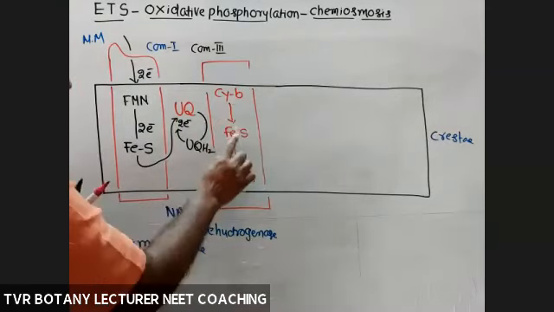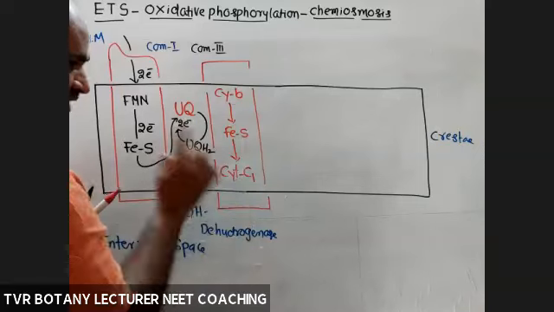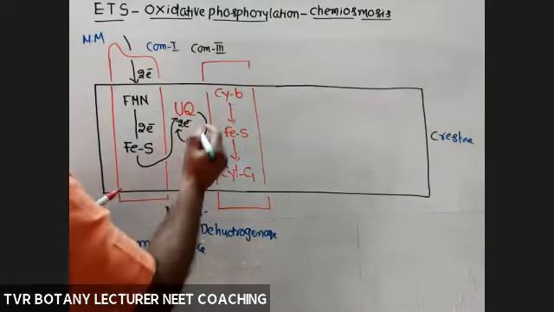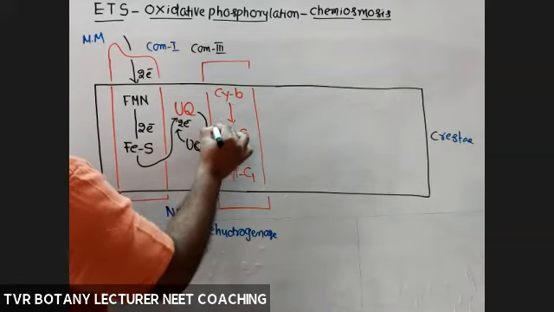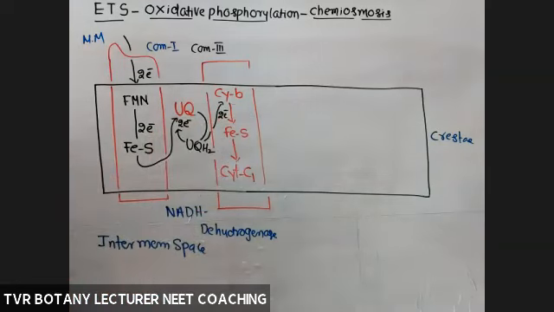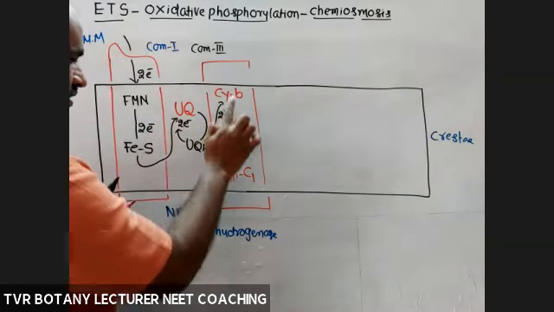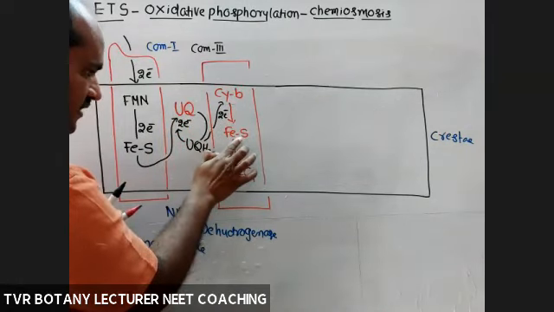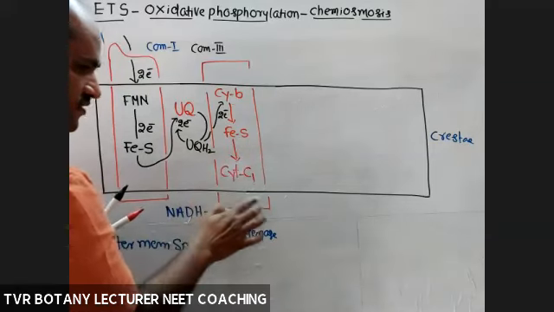Cytochrome B, iron sulfur center, cytochrome C. Okay, so flow of electrons: 2 electrons accepted by, okay, right? Reduced, immediately oxidized. Through iron sulfur centers: reduced, oxidized, reduced, oxidized.